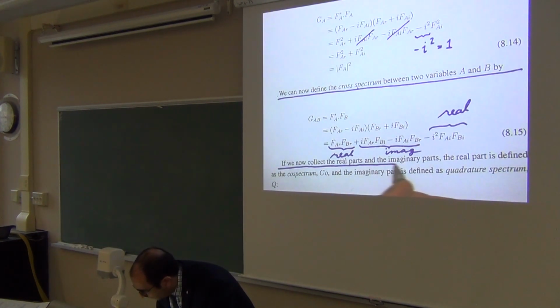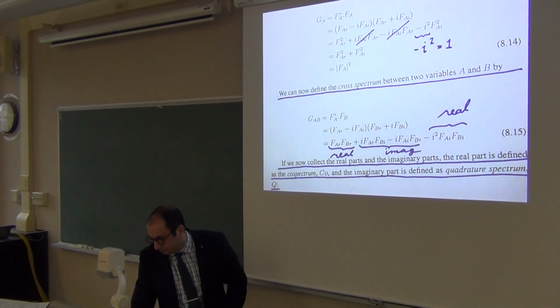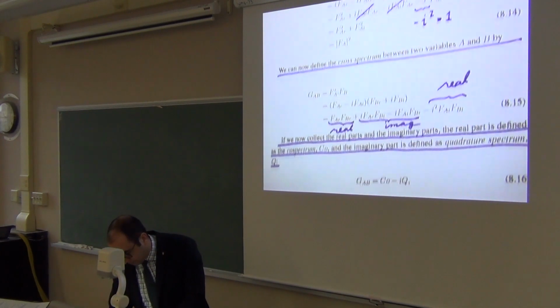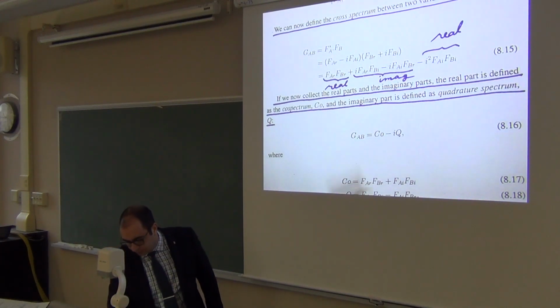Now if you collect the real parts and the imaginary parts, you get the co-spectrum and the quadrature spectrum. Basically, the co-spectrum is the sum of the real parts, and we show it with Co, and the quadrature spectrum is the sum of the imaginary parts. We show it with Q.